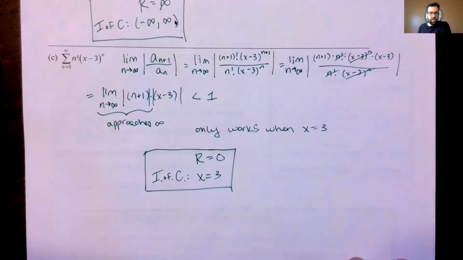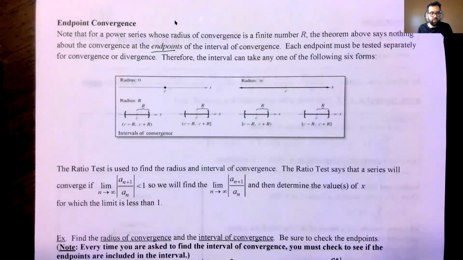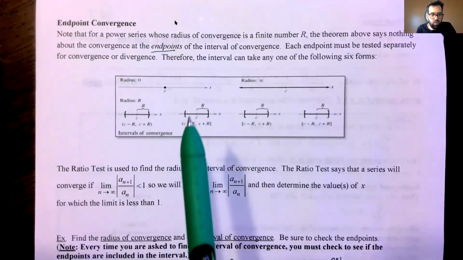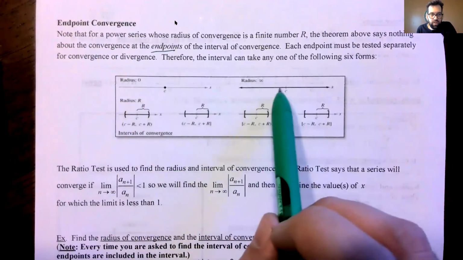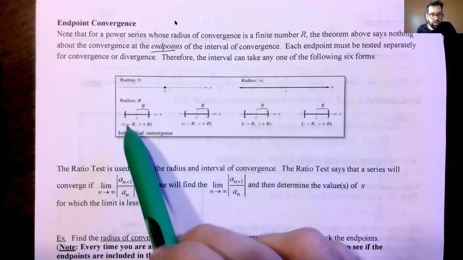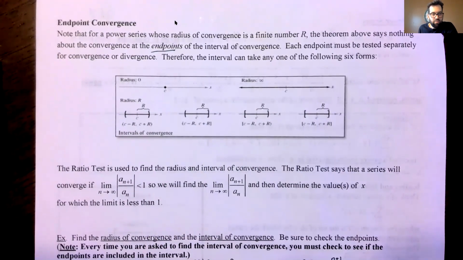So now we've seen examples for all of these types of convergence for intervals. We've seen when r is 0, we've seen when r is infinity, and we saw one where there was a positive finite number for r, and how we have to check the endpoints. So that is everything in this lesson.